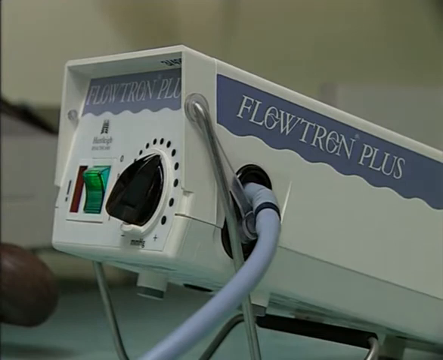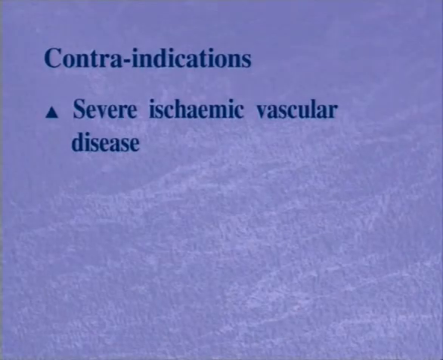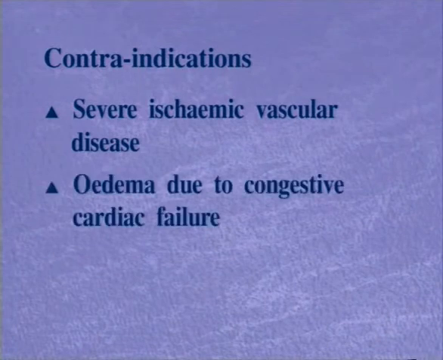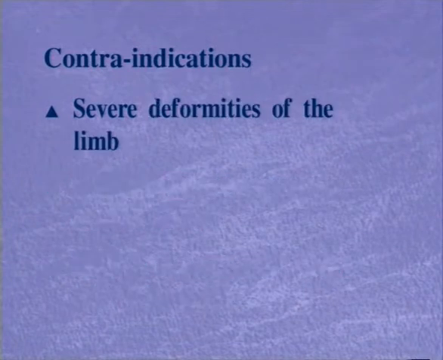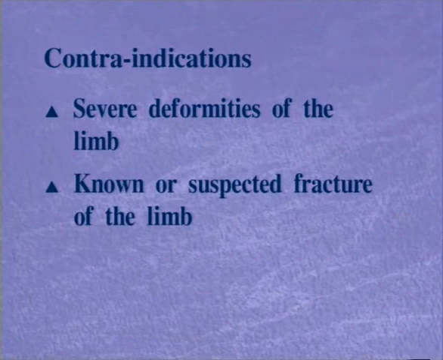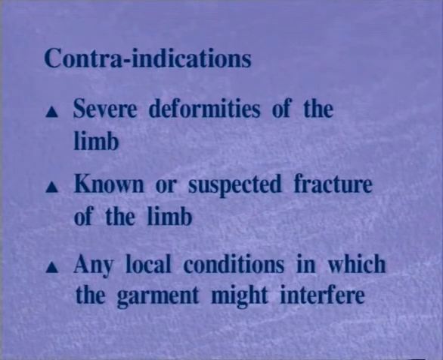The use of intermittent compression is contraindicated where there is severe ischemic vascular disease, edema due to congestive cardiac failure, known or suspected deep vein thrombosis, severe deformities of the limb, known or suspected fracture of the limb, any local conditions in which the garment might interfere.